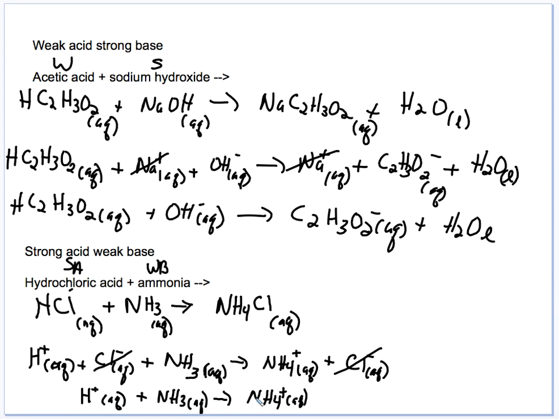Now let's make sure it balances. 1 nitrogen, 1 nitrogen, 4 hydrogens, 4 hydrogens. That balances. How about the charge? 1 positive charge here, nothing here, and that's going to equal out the 1 positive over here. So the charge and atoms balance. That's what you're always looking for. So that's an example of a strong acid, weak base.